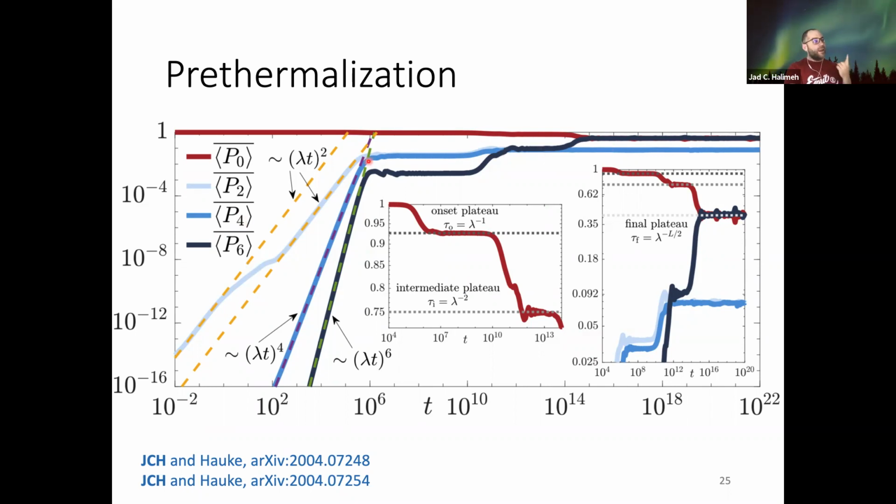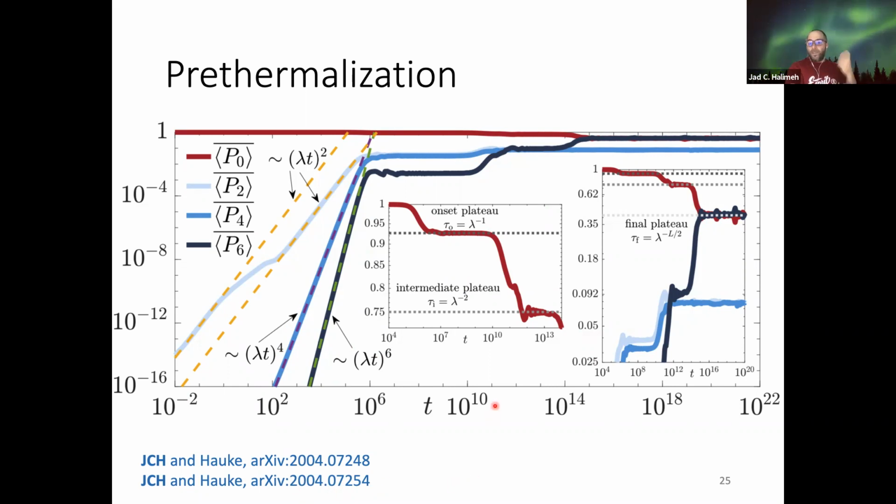Also, you can convince yourself in time-dependent perturbation theory that depending on what sector you are projecting onto, the projector grows in value as lambda t to an even power, where this even power is the number of gauge violations that you have, or the number of constraints where Gauss's law is violated. So P6 grows as lambda to the 6 t to the 6, P4 grows as lambda to the 4 t to the 4. The detailed calculation for this in time-dependent perturbation theory is found in the second paper here.